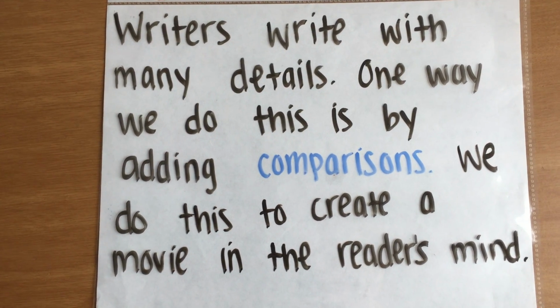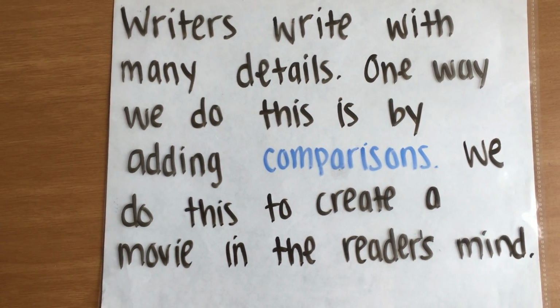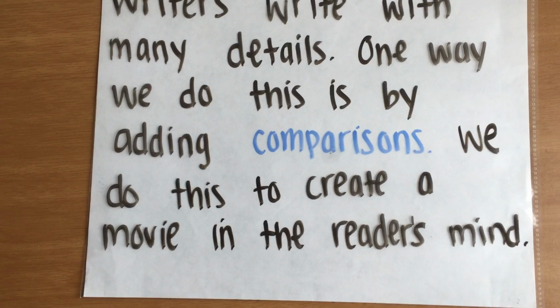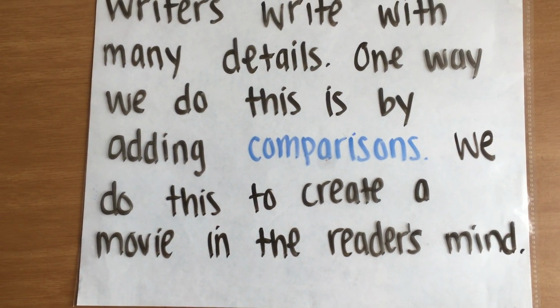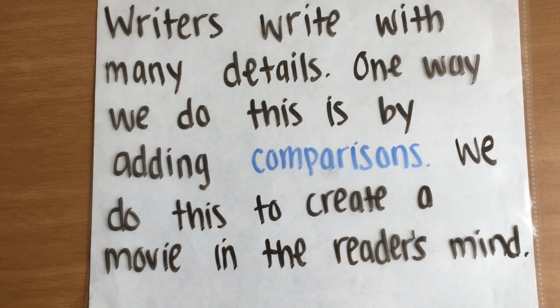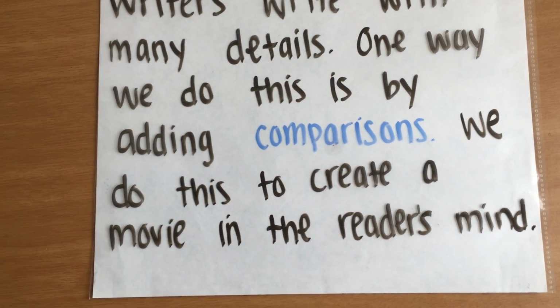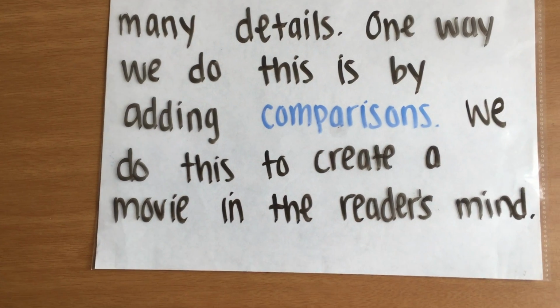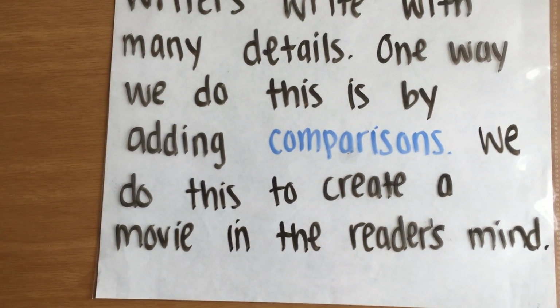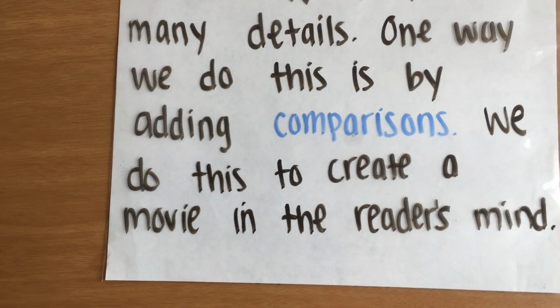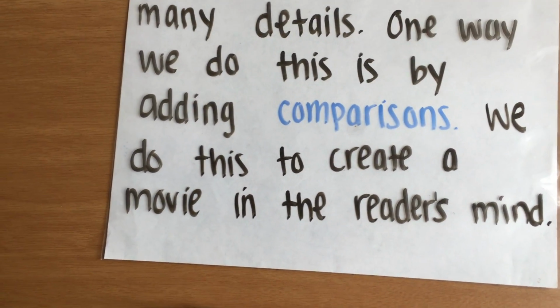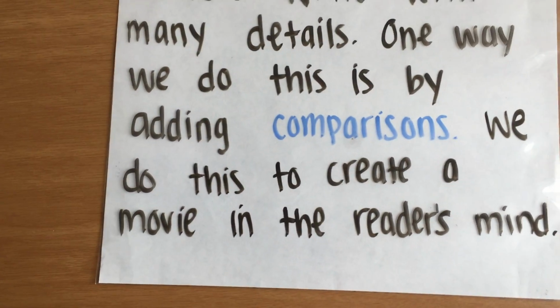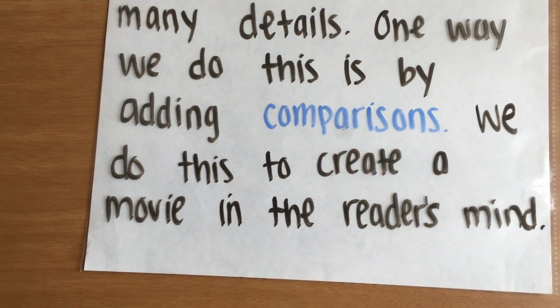You ready? One way we can also add details is by adding comparisons, and we do this to create a movie in the reader's mind. So a comparison is when you compare two things. So you can say that the shark's teeth is as sharp as a knife. That's a comparison. You're comparing the shark's teeth to a knife. Or you can say the sunflower was as bright as the sun, to show that it was a bright yellow.